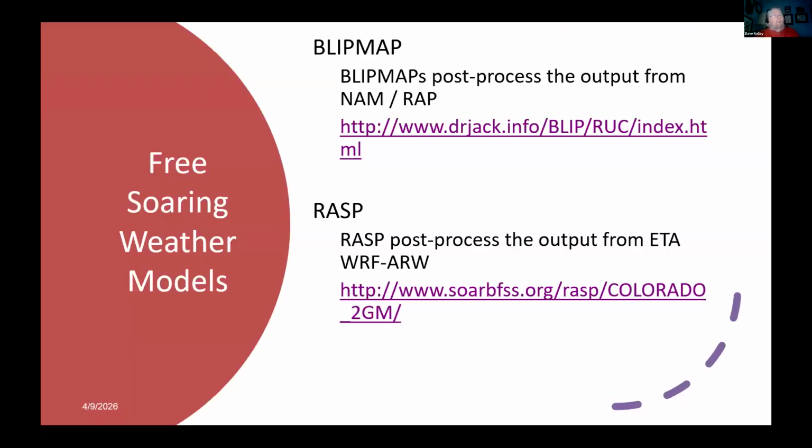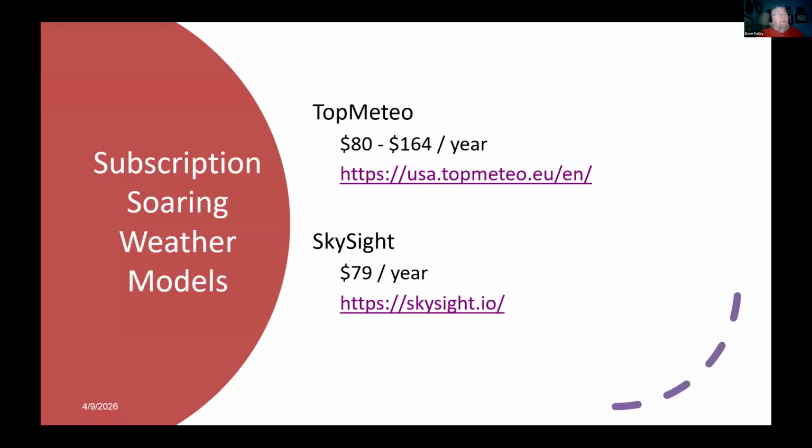For the weather forecast models, BlipMap and RASP. This was the original work done by Dr. Jack, and then that was BlipMap, and then it evolved into the regional system, which was RASP. And those are free. And then the subscription ones, Top Meteo and SkySight.